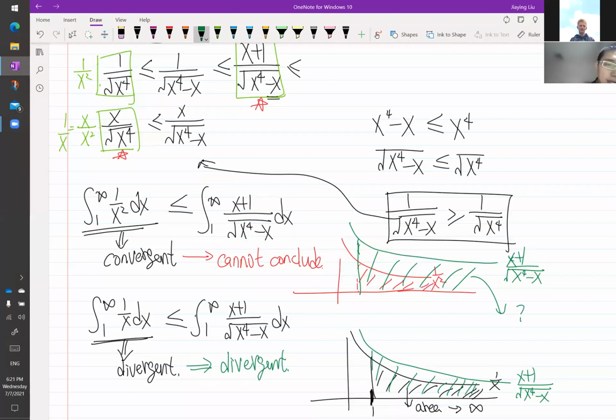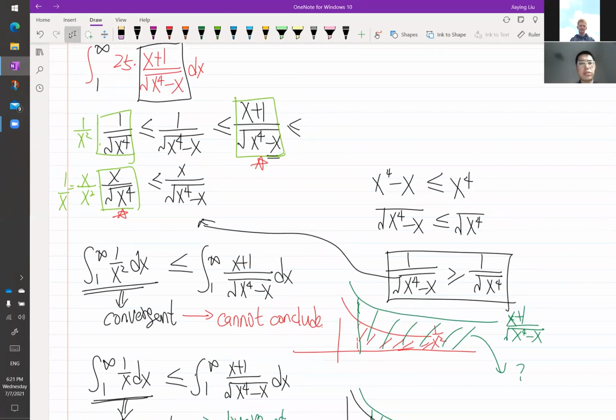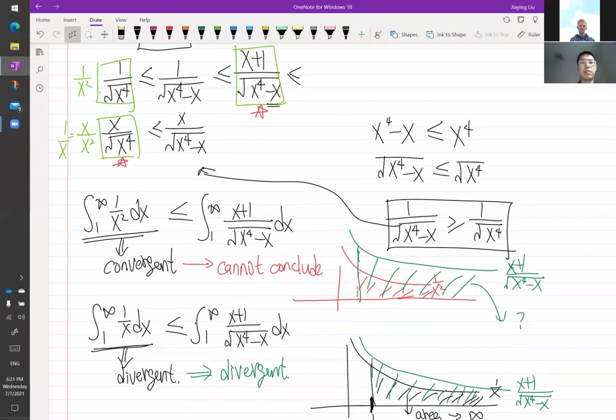I think I'm right, but double check. The 25, I didn't even use the 25 at all in this case because it's not very useful. We can just add 25 to each of the integrals if we need to, but that's not very useful in terms of comparing the integrals directly.